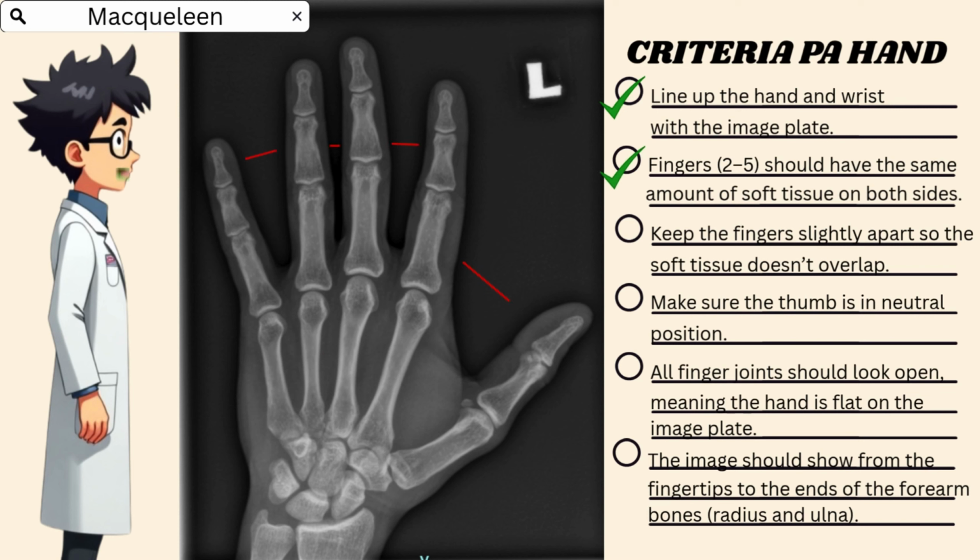3. The fingers are slightly separated, so the soft tissues don't overlap. 4. The thumb is in a neutral position, not overextended or flexed, allowing clear visualization without overlap. 5. The MCP and interphalangeal joints appear open, showing that the hand was placed flat against the image receptor. 6. The image includes all necessary anatomy, from the tips of the fingers to the distal ends of the radius and ulna. So, this image is a good example of correct PA hand positioning based on standard radiographic criteria.